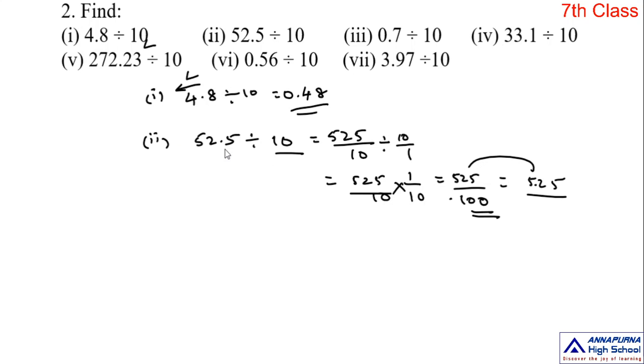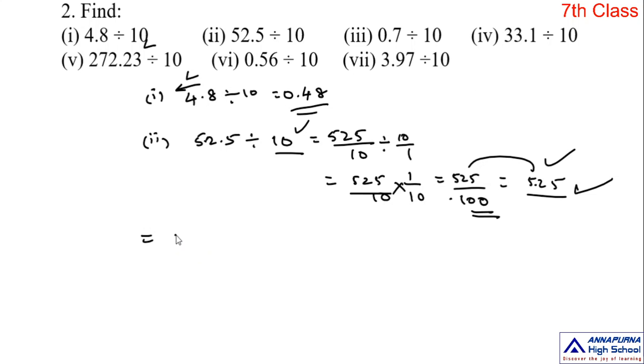So 2 places or 1 place? 1 place only. Why? Because in 10, 1 zero is there. So 5 point, here this is 5.25. Now wait. Here 525 by not 10, 10 tens are 100. Therefore, you should shift the decimal point in the coefficient to the left by 2 places, isn't it? 1, 2. So 5.25. So like that, let me explain one more.